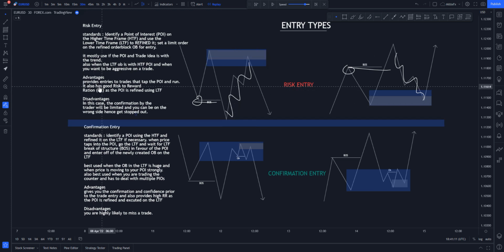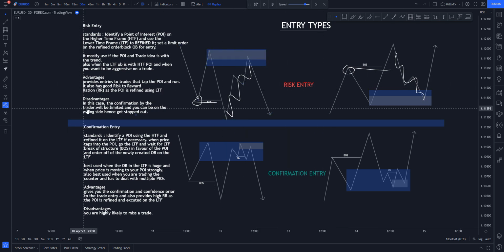The advantage is that you get entries to trades that tap the POI and run. If you have a POI and wanted a confirmation entry, you might not get the confirmation. Price will just tap into it and go, and hence you miss the trade. But with the risk entry, you are able to be in the trade. It also has a high reward to risk ratio because you are refining on the lower time frame. The same applies to both buy and sell.